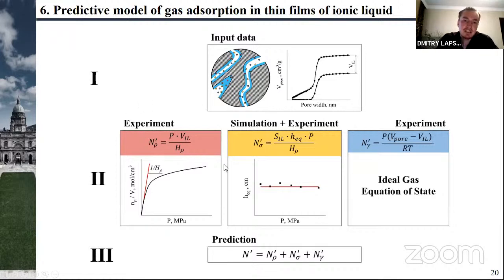So gas solubility in bulk liquid region we can measure from experiments. So we can obtain the Henry's constant from the experiment. Using an equation of state, we can calculate the density of gas present in free pore volume, and then from one simulation we calculate the equipartition thickness, and since it's constant, then we can just use it for any pressure where the Henry's law applies. And combining this equipartition thickness with experimentally available data, we can calculate the excess amount of gas adsorbed. So we have all three contributions and therefore can predict the total amount of gas adsorbed in this system.